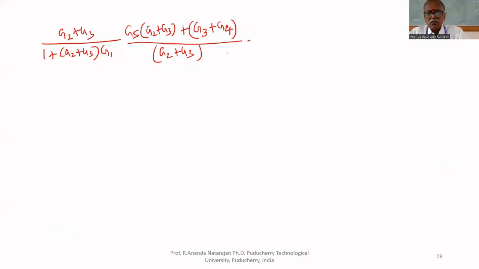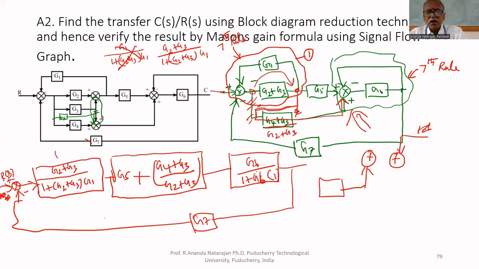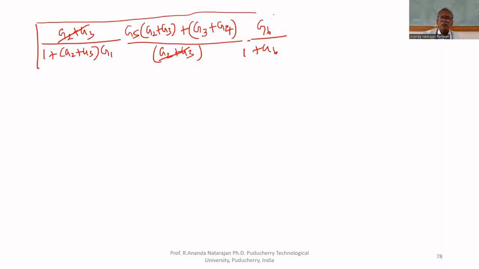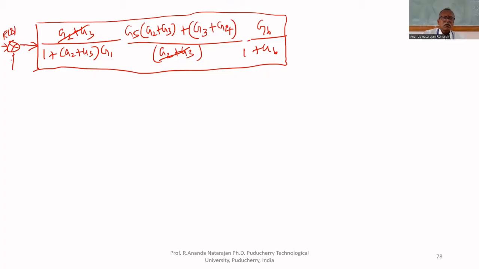Multiplied with, what is the other block? G6 upon 1 plus G6. So G2 plus G3 gets cancelled. This becomes a single block. This is G7.